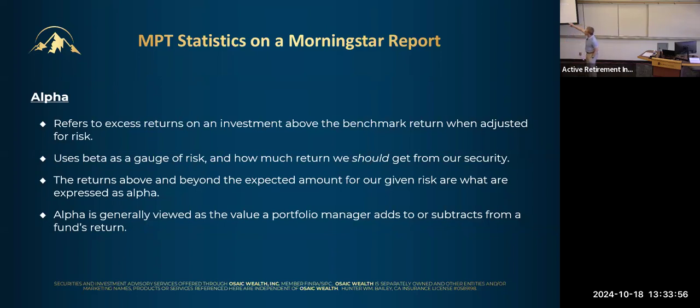So it uses beta as a gauge of risk. It uses beta to tell us how risky this should be, how much volatility we should see, and how much return we should get from the security. The returns above and beyond that expected amount for the risk we're taking are expressed as alpha. And like I mentioned, it's generally viewed as the value a portfolio manager adds or subtracts, because they can subtract it, from a fund's return.